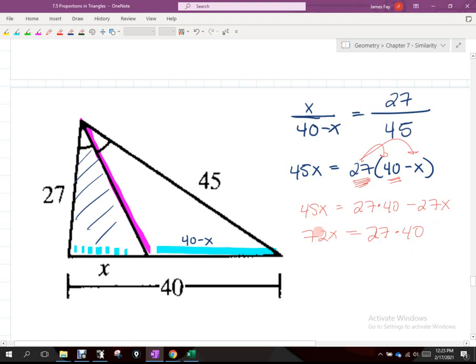What are numbers that you see when you see 72? What are the factors of 72 that you see right away? 9 and 8. Do you see a 9 and 27? Do you see an 8 and 40? Okay, so I'm going to divide it here by 72. Come over here and divide by 72. So that leaves me x on the left. Okay, but this 72 on the bottom, I'm going to write as 9 times 8. The 9 will cancel there, leaving me a 3 in the 27, right? The 8 will cancel here, leaving me a 5 there. So it's 3 times 5. 15.